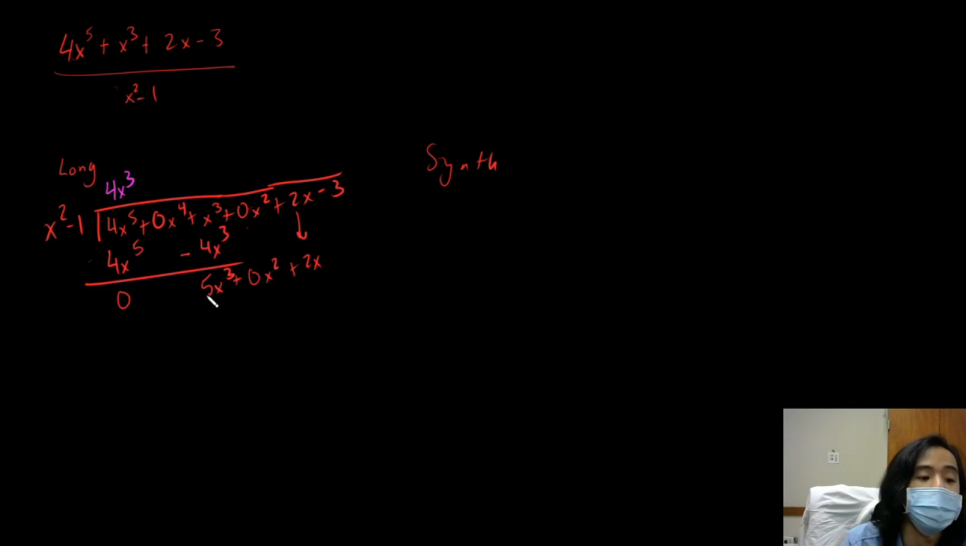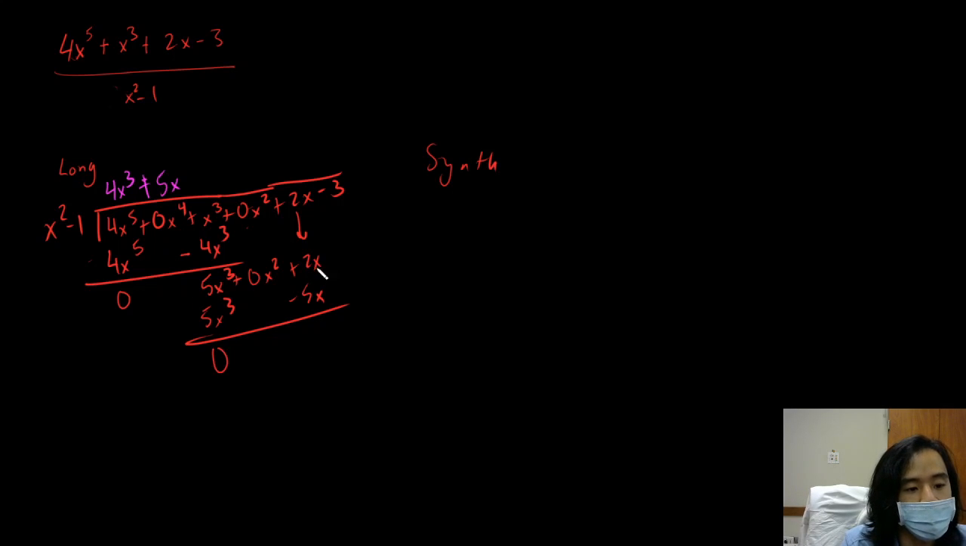X squared goes into 5x cubed how many times? It goes into it 5x times. So we're going to have a plus 5x. Now we're going to multiply our divisor by 5x. So this will be 5x cubed. And then minus 5x. So you subtract and you go, this is 0. You get 2x minus negative 5x. That is 7x minus 3.